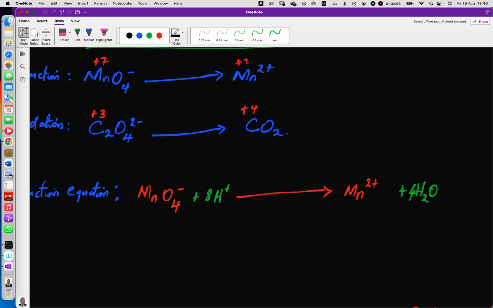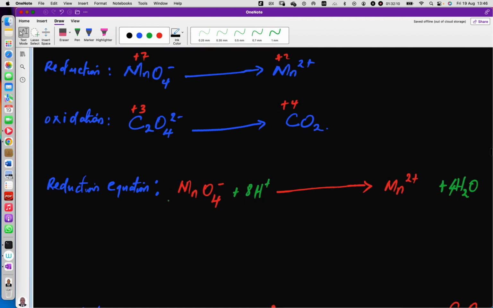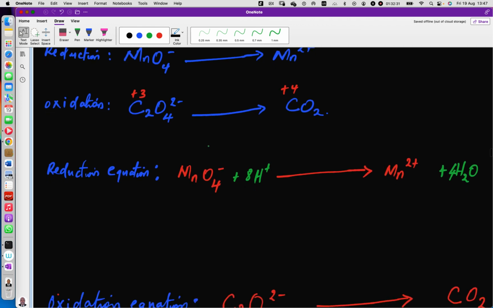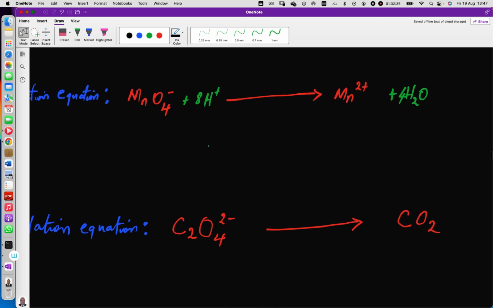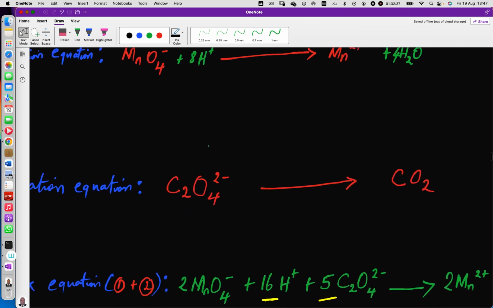Now let's go to the second equation. Calculating the carbon here uses the same method of calculating the oxidation number. Carbon here is +3, and the carbon there is +4. So there is oxidation from +3 to +4. An increase in the oxidation number is what we call oxidation. So now we use that to write our equation for oxidation.